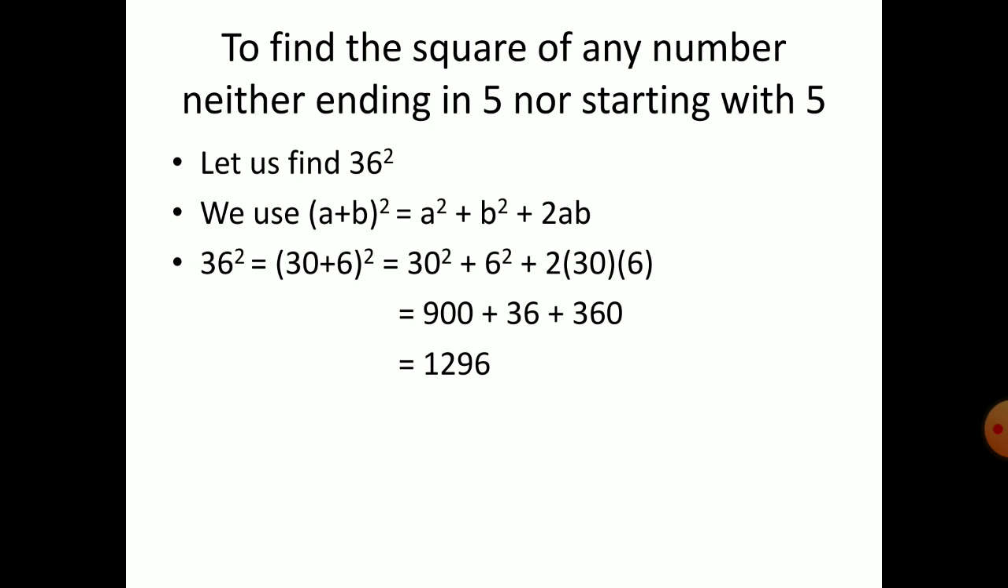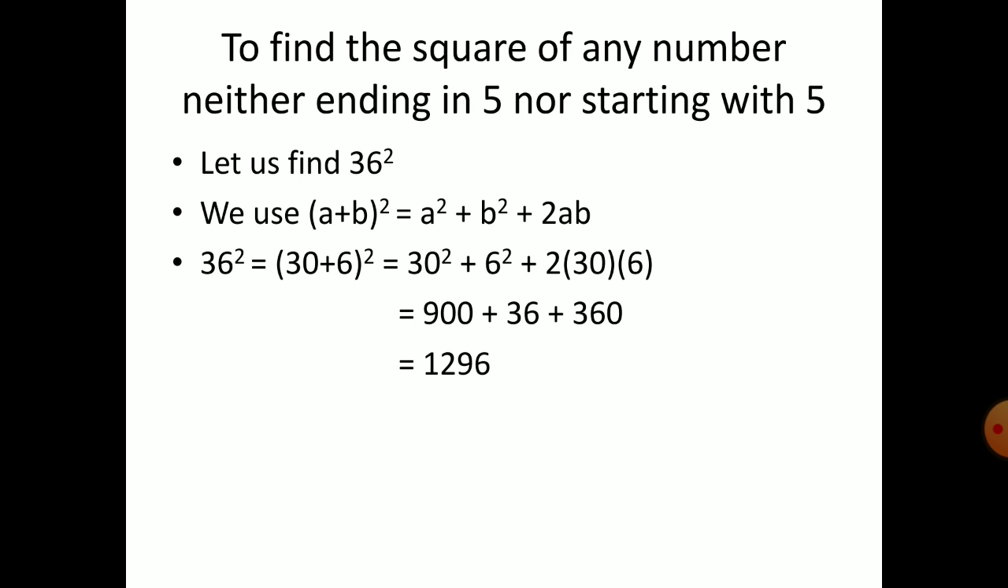Now naturally we will have a doubt: how to find the squares of numbers neither ending in 5 nor starting with 5. Let us start with a basic example, 36 square. Here we will use the standard identities: a plus b whole square is equal to a square plus b square plus 2ab, or a minus b whole square is equal to a square plus b square minus 2ab, or even a plus b into a minus b is a square minus b square also we will use.